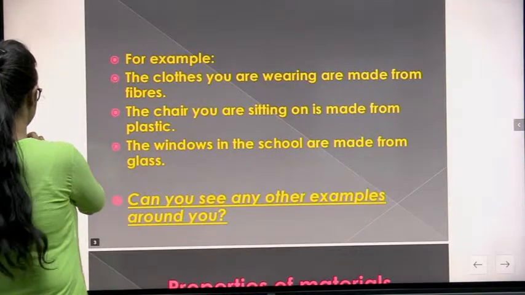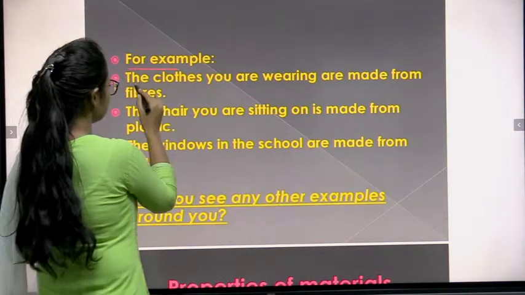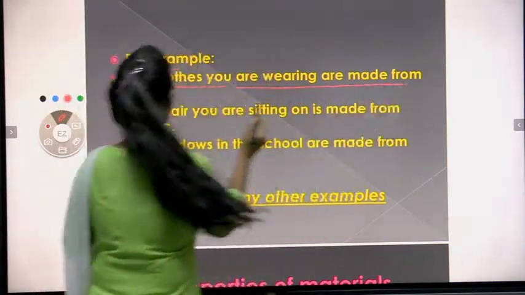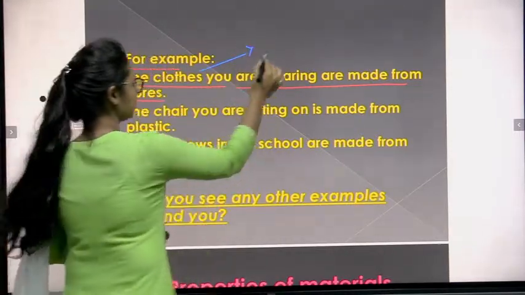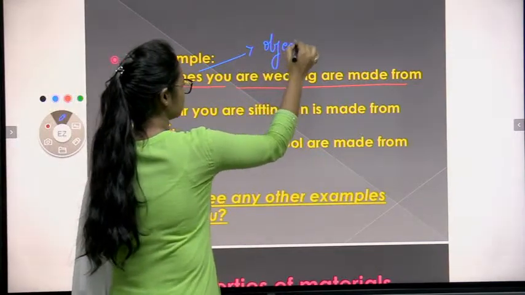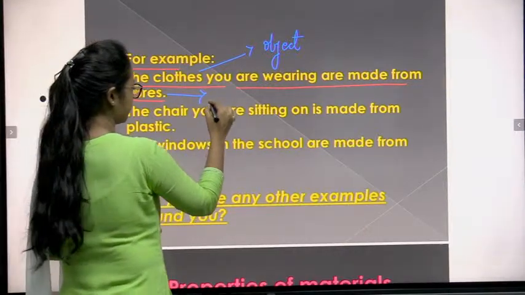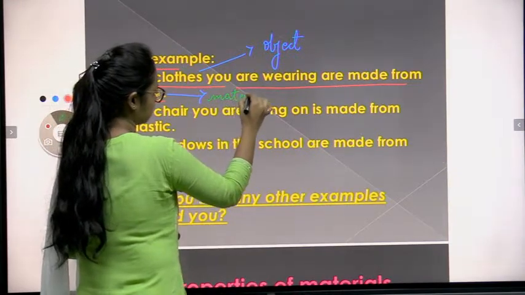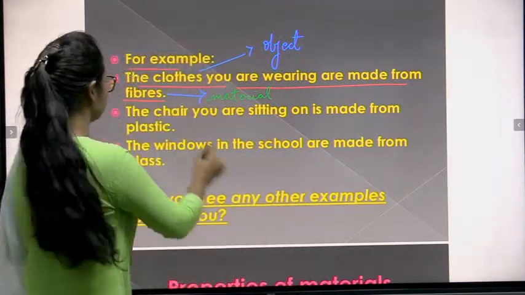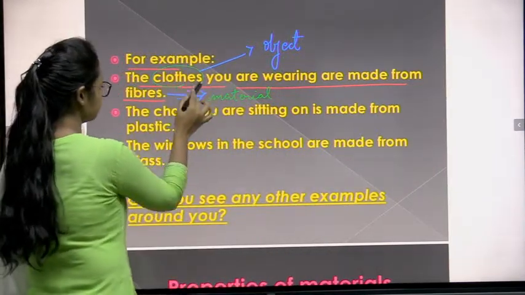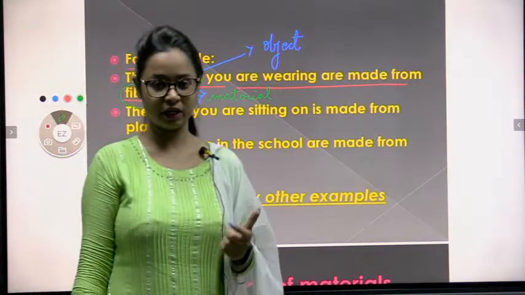For example, I have given you these examples. The clothes you are wearing are made up of fibers. So the clothes are an object and fiber is a material. So the result is an object, and this is the thing which we are using, so this is a material. Clear?